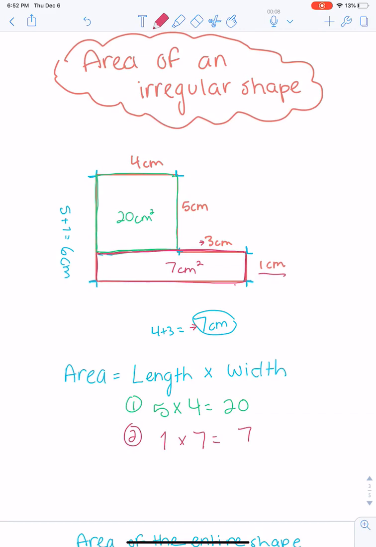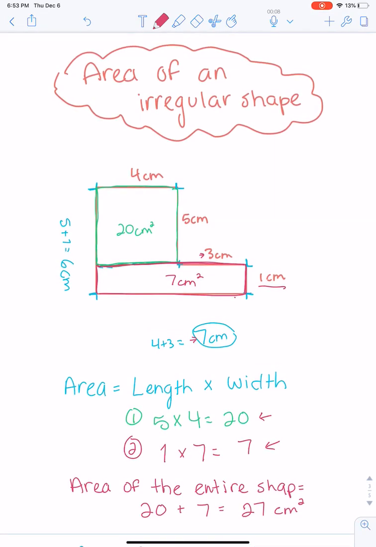Now our final step to find the area of the entire shape is to take our 20 and our 7 and add them together. So the area of the entire shape equals 20 plus 7, which equals 27 centimeters squared.